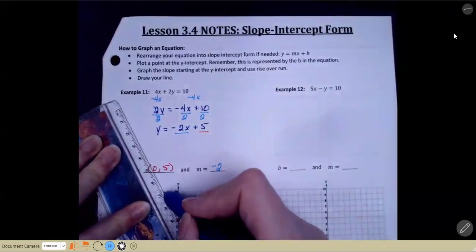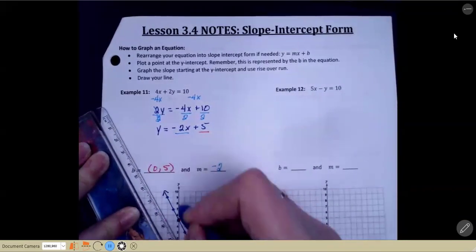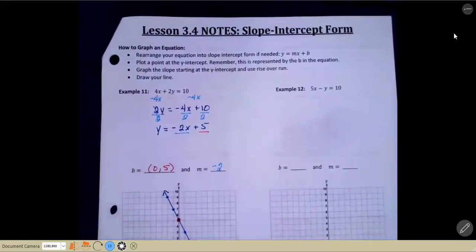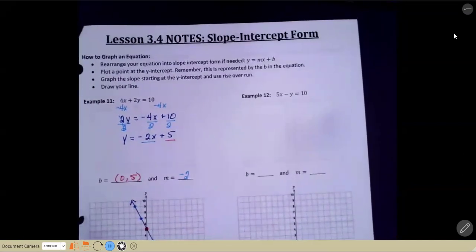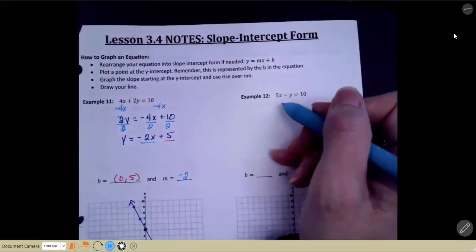Now, if you already understand this, I would like you to go ahead and do example 12 on your own. I will be doing it up here on the screen. So if you want to try it on your own, go ahead and pause the video. Okay. All right, so first step is we need to put this into slope-intercept form.